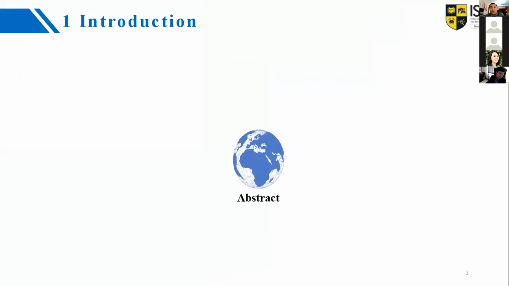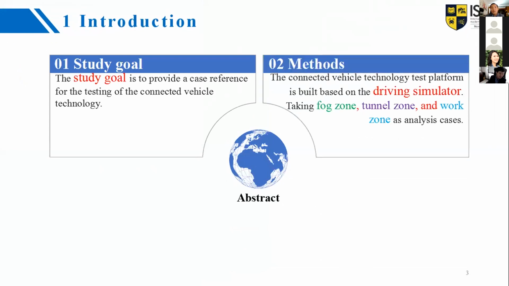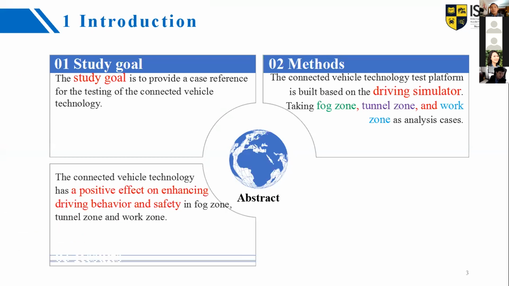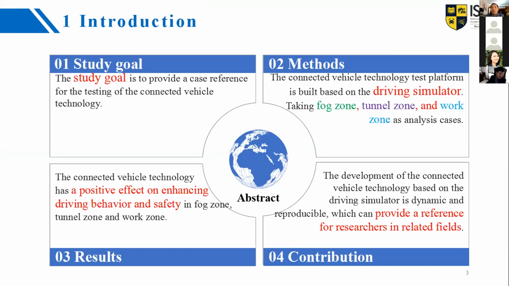The study goal is to provide a case reference for CV technology testing. Then our method is based on driving simulator. Using the driving simulator, we built a CV environment for fog zone, tunnel zone, and work zone respectively. The results and the contribution are positive, we think. We hope the study can provide a reference for researchers in related fields.